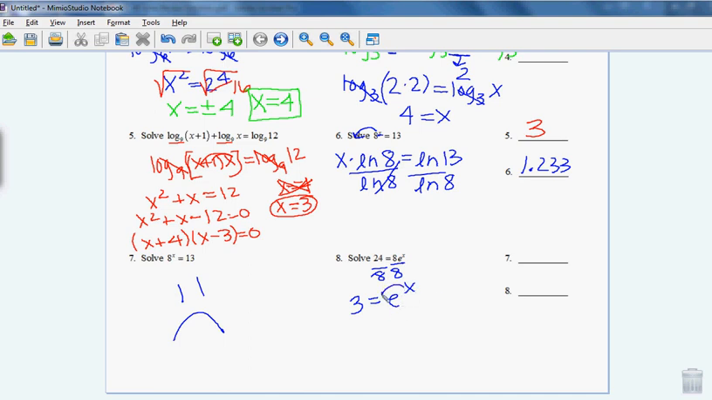Now we're going to throw it to the front and add our natural log. So we'll have the natural log of 3 equals x times the natural log of e. The natural log of e is going to go away because it actually turns into a 1. So all I'm left with is x equals the natural log of 3. So I am going to plug that right into your calculator, and you'll get 1.009. All right, I'm going to move on to the back page.